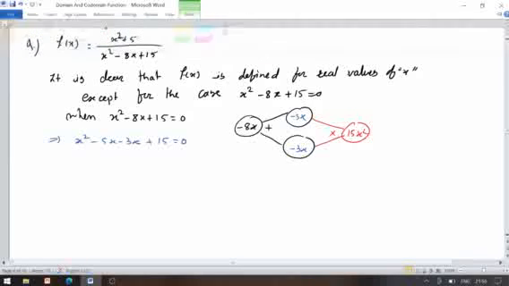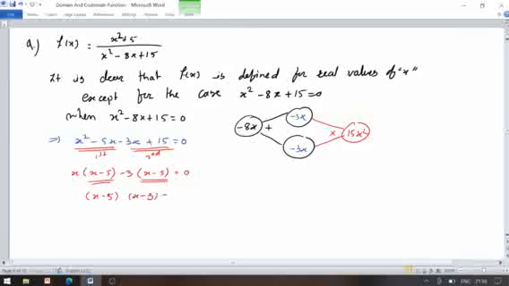Now make pairs from left to right. We have the first pair as x square minus 5x, and the next pair as minus 3x plus 15. From the first pair we can take x common, so the remainder is x minus 5, while from the second pair we can take out minus 3, so the remainder is x minus 5. Now we can take x minus 5 outside, so we are left with x minus 3, which equals 0.